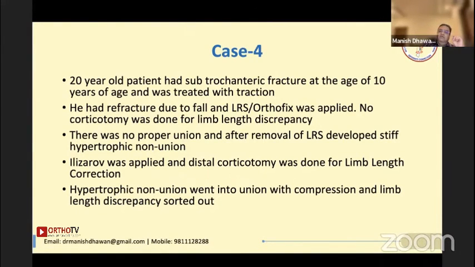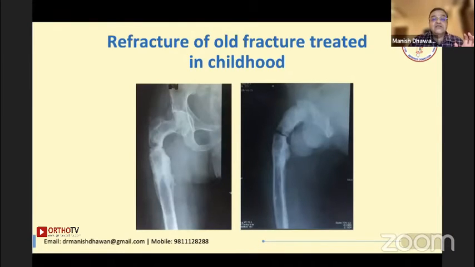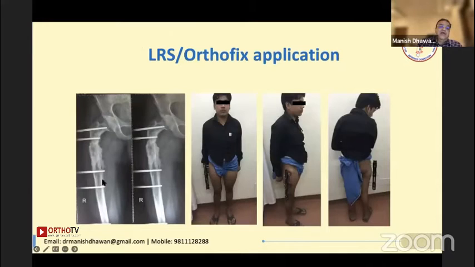Then he came back to me, and I applied Ilizarov, did a distal corticotomy, and the hypertrophic non-union went into union with compression, and with distraction I sorted out the limb length discrepancy. He came to me almost after 6 years. So this was the situation. He was treated in childhood by traction, then he had a fracture. Then I applied this and I felt that it was united, and they forced me to remove it early.